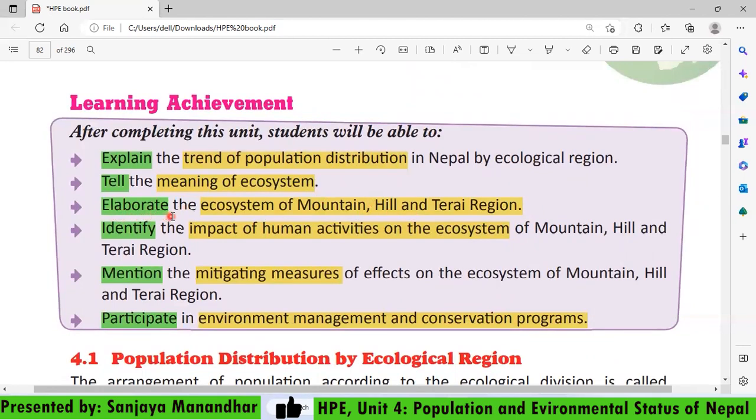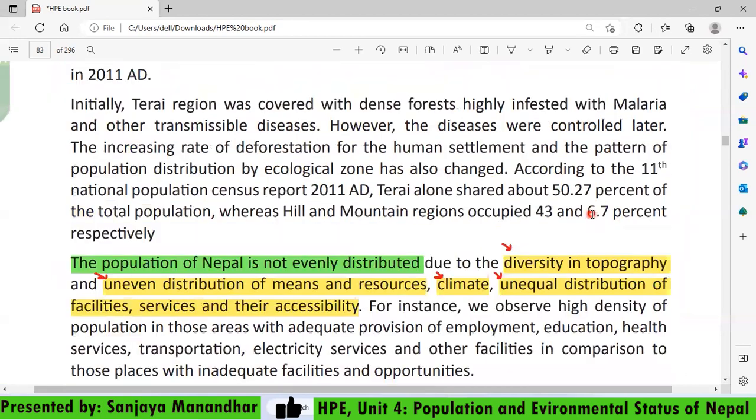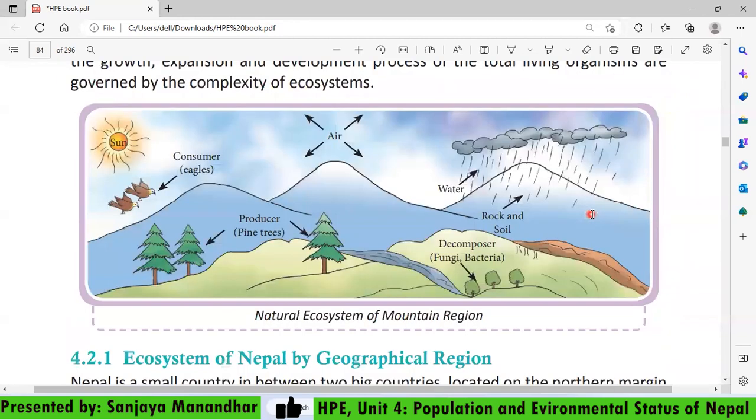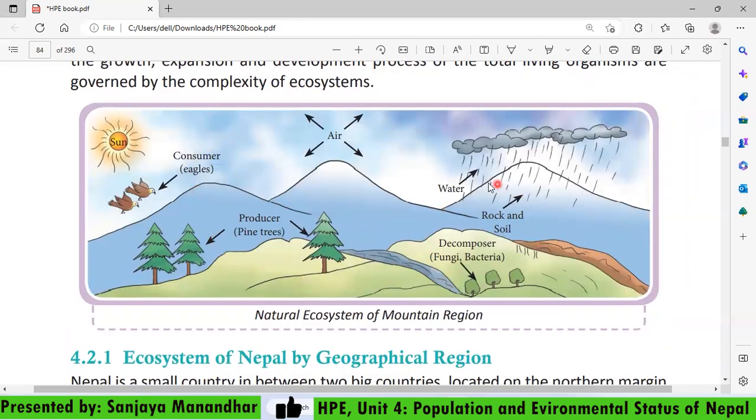Now let's go to the third point. In the third point, we must be able to elaborate the ecosystem of mountain, hill and tarai region. So what is the ecosystem of mountain, hill and tarai region? We can see here, there is one picture of the ecosystem. Look here, this is a living component, sun is a non-living component, plant is a living component, and decomposers, fungi, bacteria, rock and soil, water. Some are living and some are non-living components. They make the interaction and they make the system, that is ecosystem.